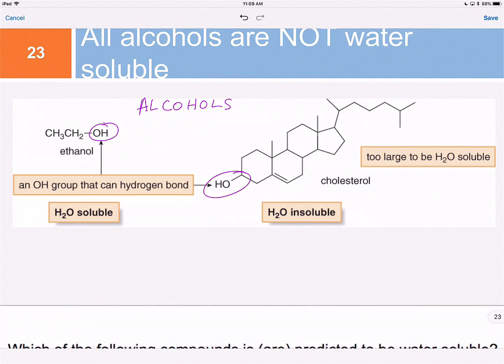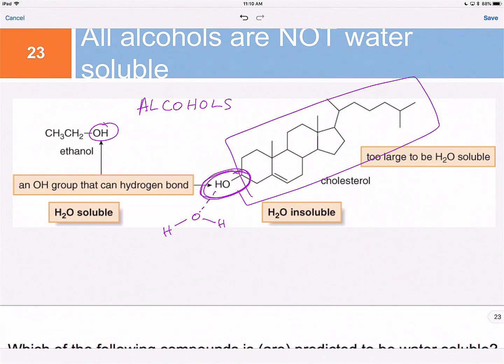Okay, you do have this, and you expect that group to hydrogen bond with water. However, you have a big portion of the molecule that is completely non-polar, and that is not going to make it soluble in water. Okay, so you can't just focus only on that functional group. For solubility, you have to look at the entire molecule and make a decision.